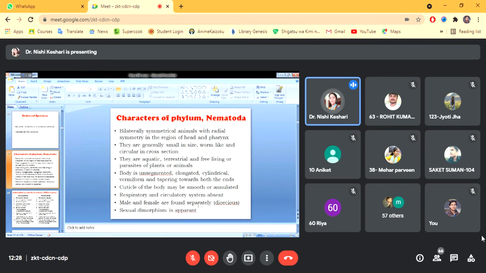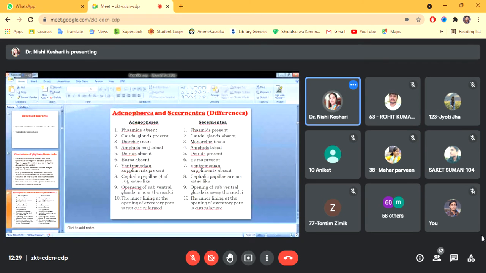Male and female are found separately. That is the dioecious condition, meaning they have different individual characters. There are some exceptions where male and female characters are present in one organism, but those are rare. Sexual dimorphism is present, meaning male and female have different morphological features. Like in Meloidogyne incognita and cyst nematodes, females are globose or round in shape, and males or juveniles are spindle shaped, vermiform.